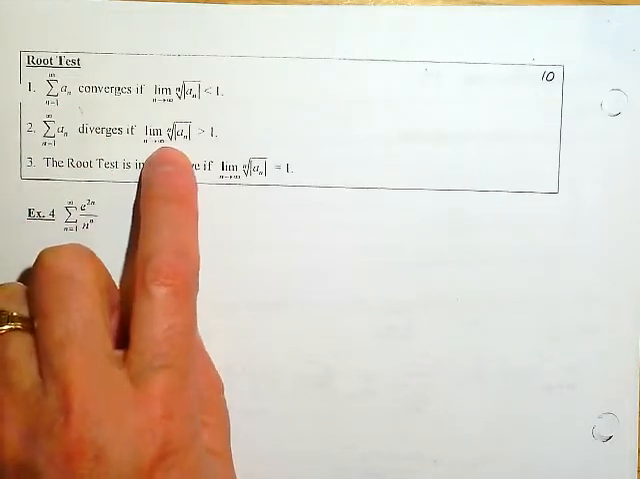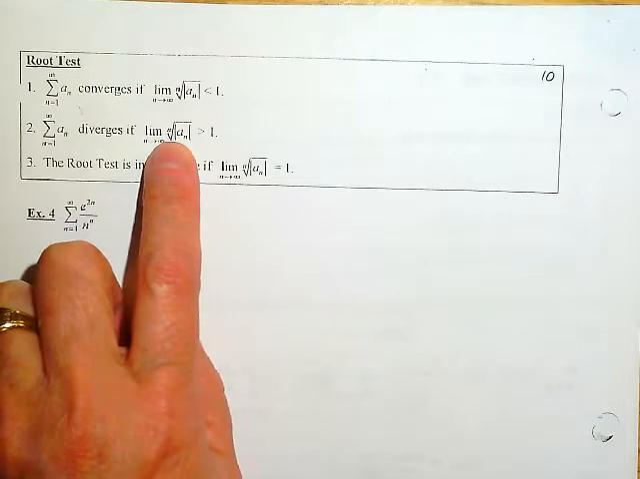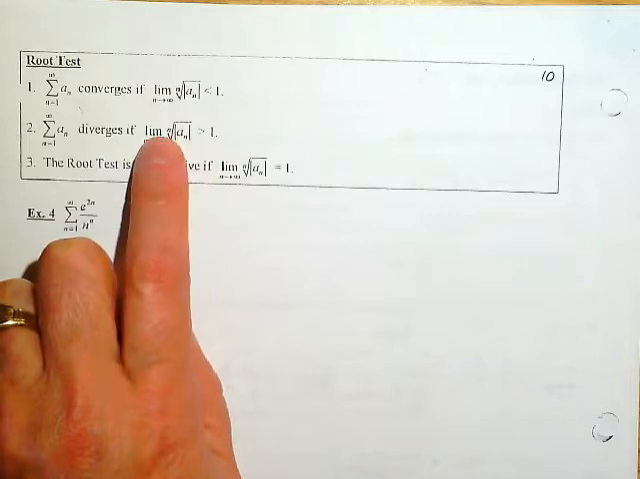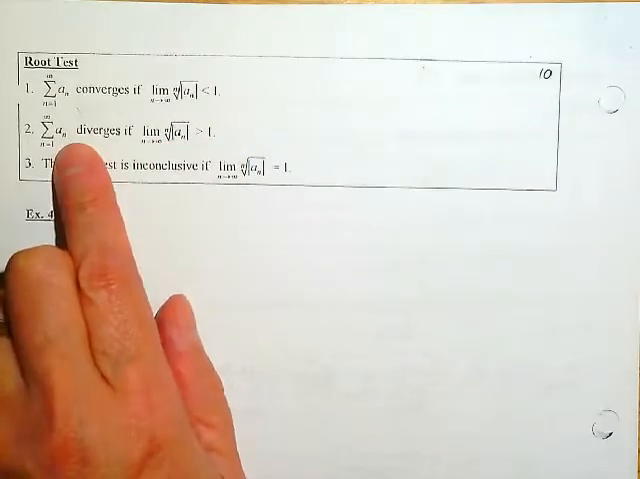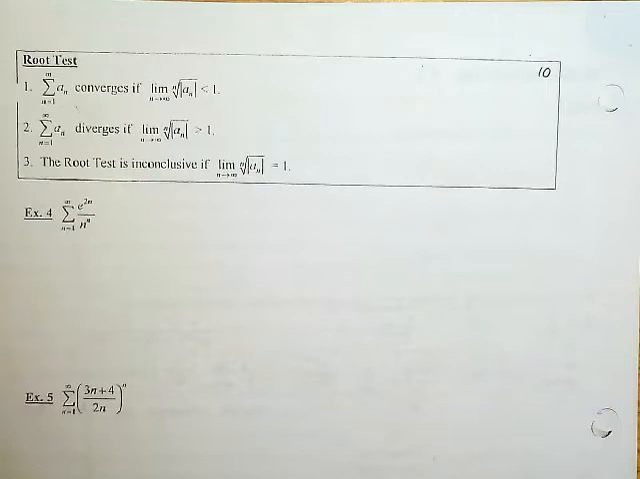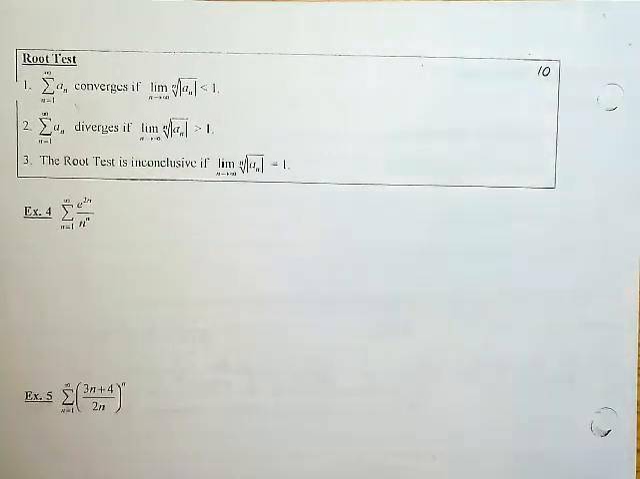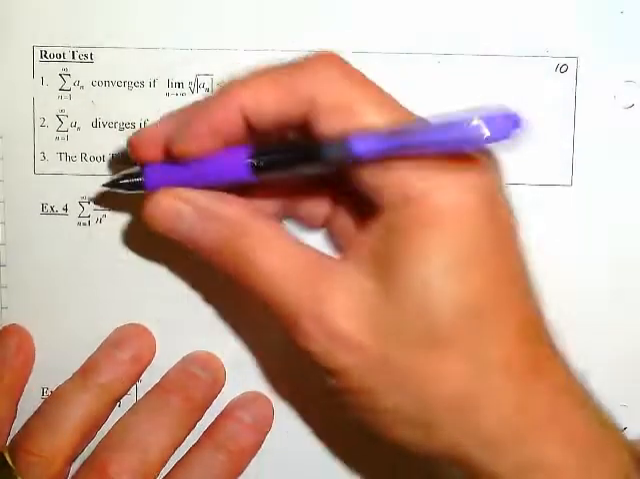If we can take the nth root of that, so we've got a bunch of n power kinds of things, and the limit of the absolute value of the nth root is greater than 1, the series is going to diverge. And it's, again, inconclusive if it's equal to 1. You'd have to find another test. Let's go ahead and write this one out.